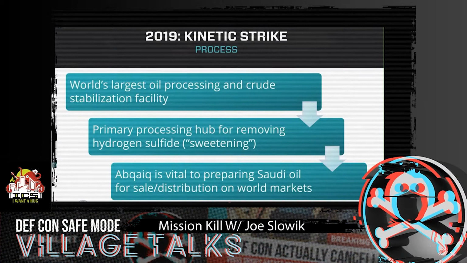Because when we look at Abqaiq, it is the world's largest oil processing and crude stabilization facility. Essentially, Abqaiq serves as the linchpin for the majority of Saudi oil production in sweetening otherwise sour crude so that it is easier to sell and more acceptable to world markets. Essentially, if you take out the Abqaiq facility or its ability to operate, the ability for Saudi Arabia to produce oil that the market desires becomes severely degraded, thus producing significant economic disruption as a result of physical disruption.